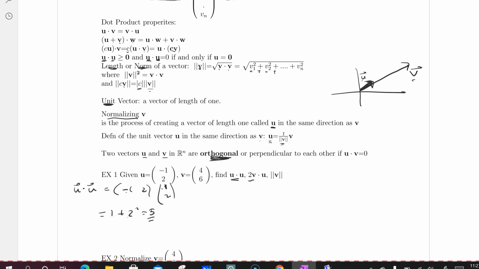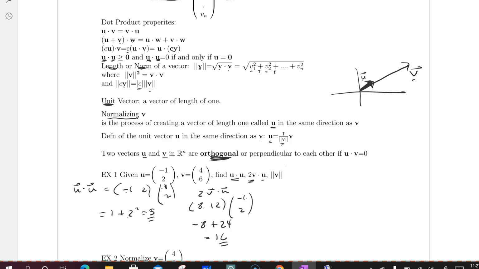All right, so let's do 2 times v dotted with u. Let's do 2 times the v, that would give me 8, 12. Dotted with u, that's -1, 2. So this gives me -8 plus 24. So that's the same thing as 16.